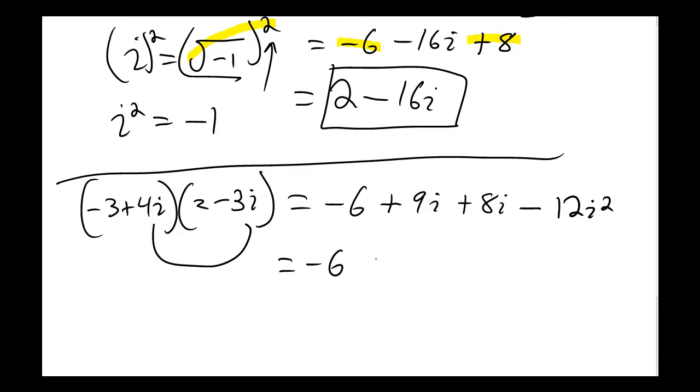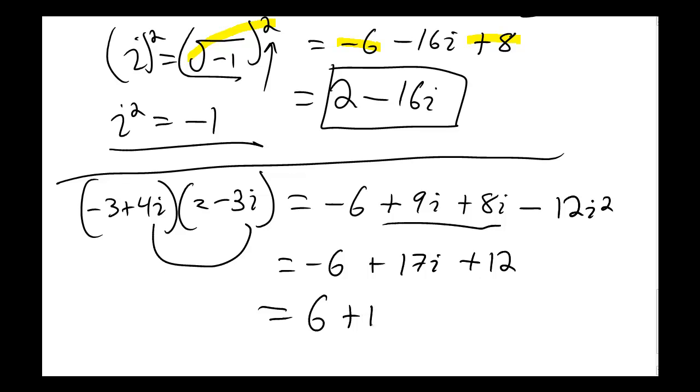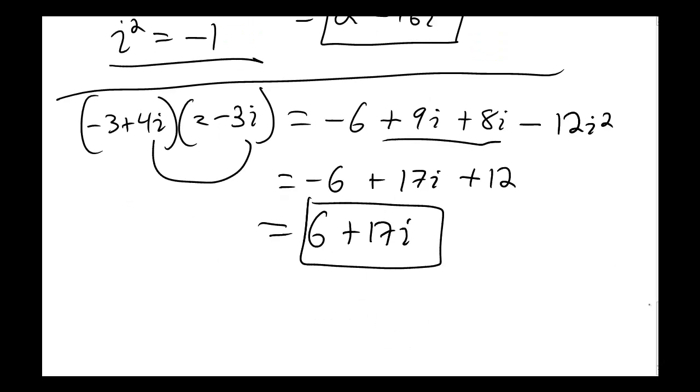This is going to be negative 6. 9i plus 8i is going to be plus 17i. Remember, i squared is negative 1, so I'm going to get plus 12. This is going to give me 6 plus 17i. So there you have it. We've talked about the addition, subtraction, and multiplication of complex numbers.